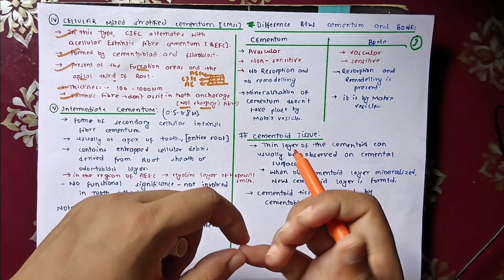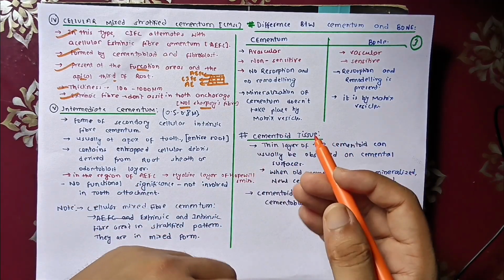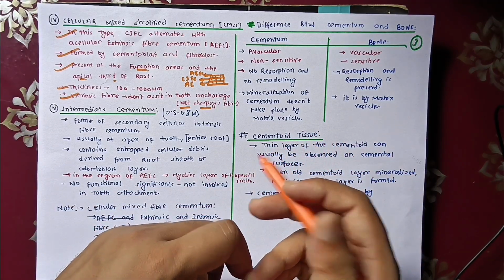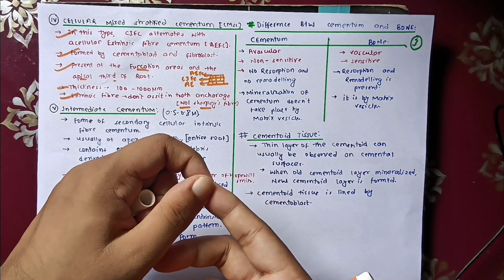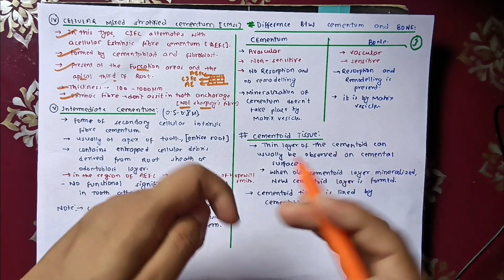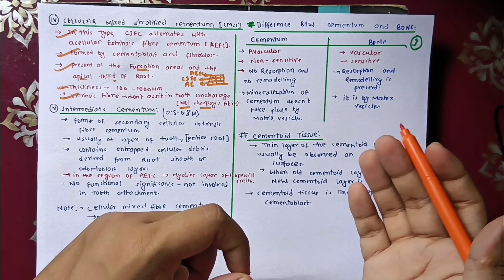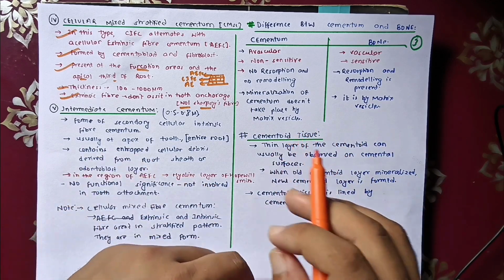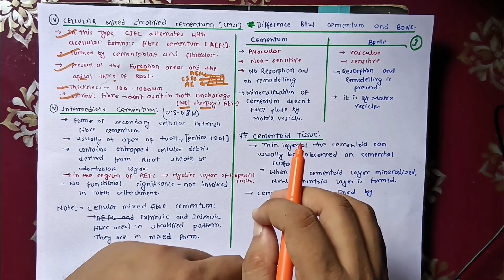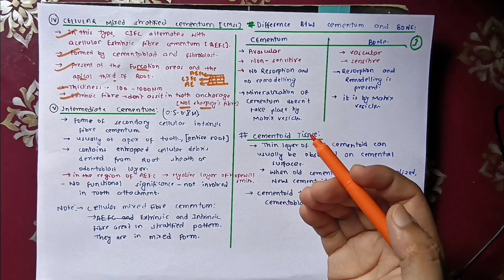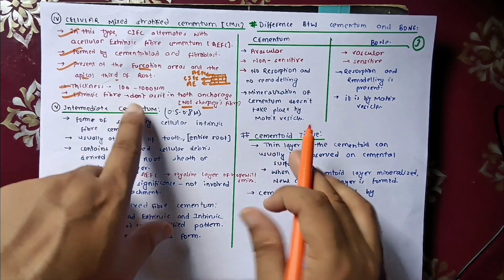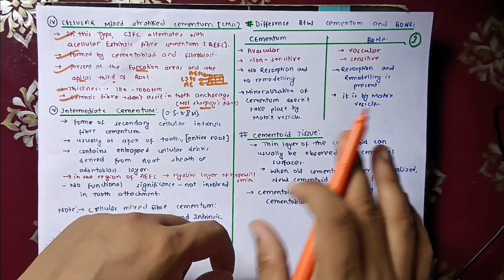So CIFC alternates with the AEFC. After that, cementoblast and fibroblast secrete two kinds of fiber, one is intrinsic, another is extrinsic, present at the furcations and the apical third, similar to the CIFC, and thickness is 100 to 1000 micrometer. And the important thing that can be framed into a question in the MCQ exam is that extrinsic fiber doesn't assist in the tooth anchorage.